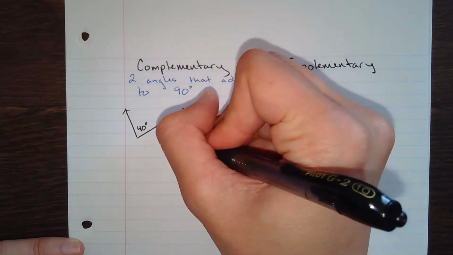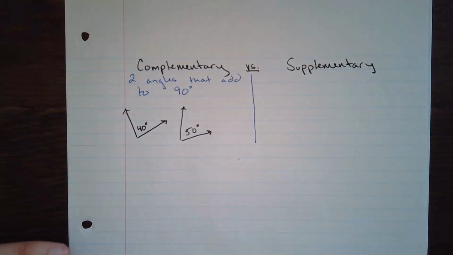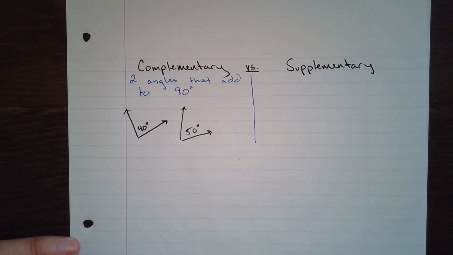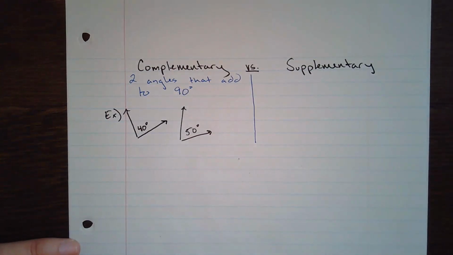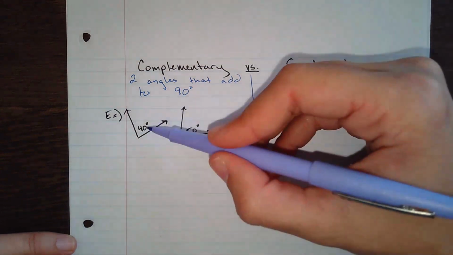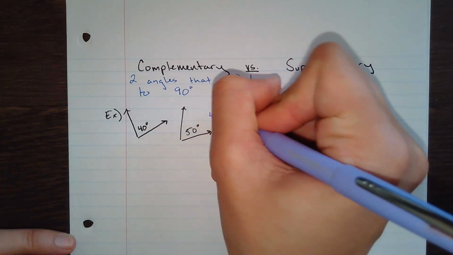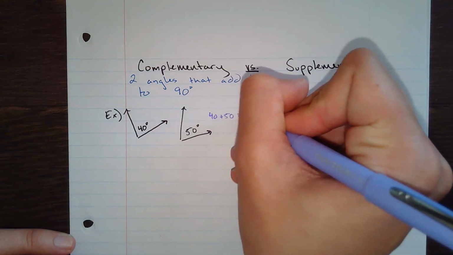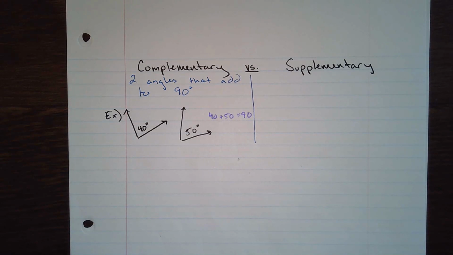So we might see something like this. So if we have these two examples, this angle is 40 degrees, this angle is 50. 40 plus 50 equals 90, so we could say that these two angles are complementary.